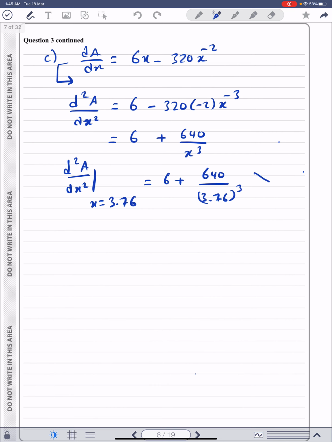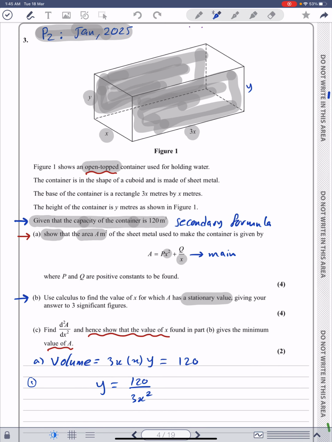Very clear, the answer is positive. Since the second derivative is positive, by the second derivative test this implies that A is a minimum at x equals 3.76, getting the full mark easy and fast for each part.